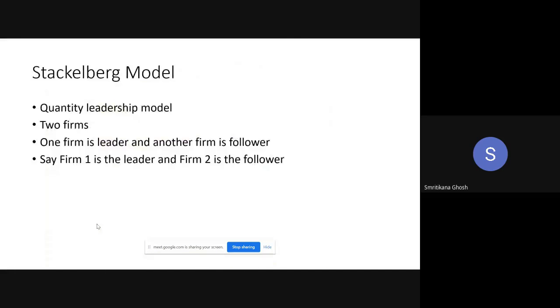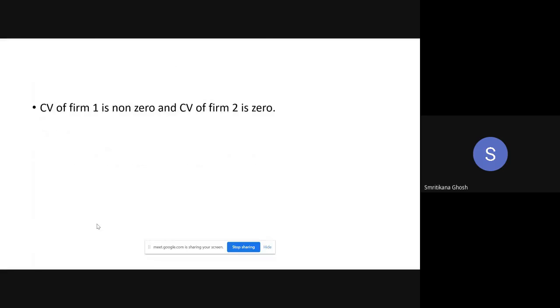So here is the Stackelberg model. What is a Stackelberg model? I am telling you again that it is a duopoly structure. One firm is a leader, another firm is a follower with respect to the quantity. Firm 1 is the leader, so conjectural variation of firm 1 is non-zero. And firm 2 is a follower, so conjectural variation of firm 2 is 0. This is written over here. Conjectural variation of firm 1, that is the leader, is non-zero, and conjectural variation of firm 2, that is the follower, is 0.